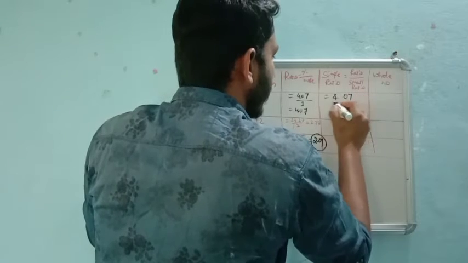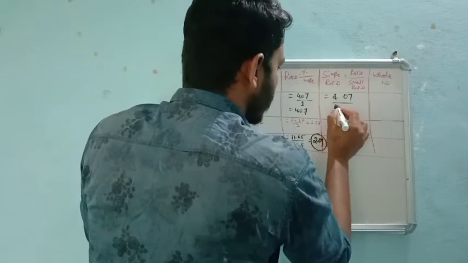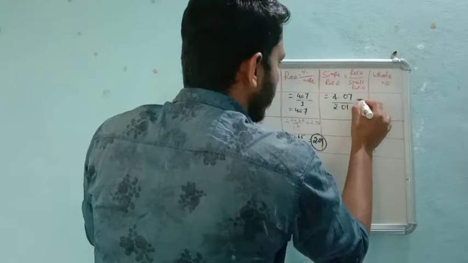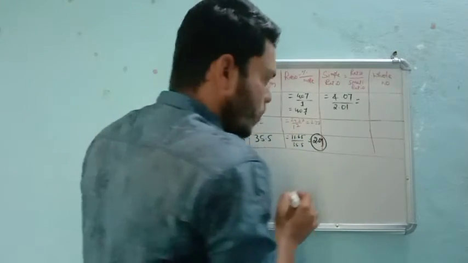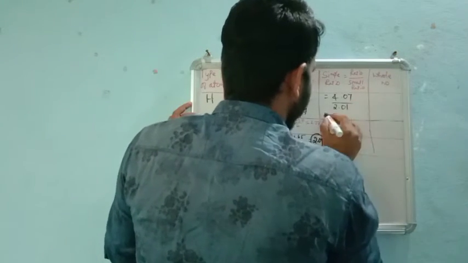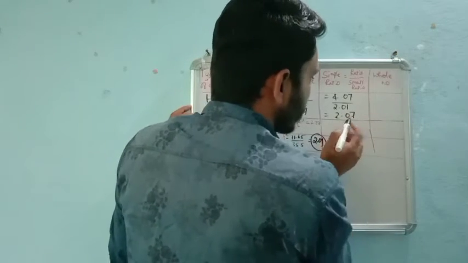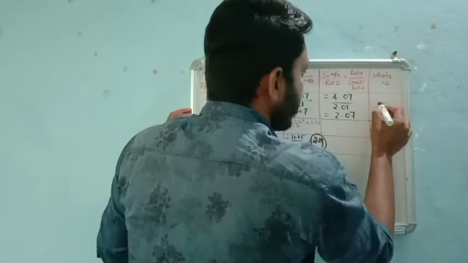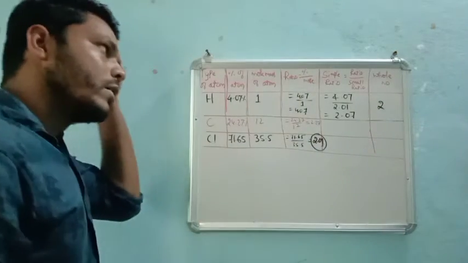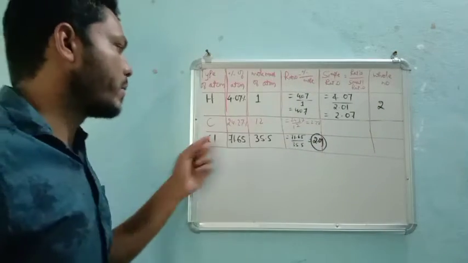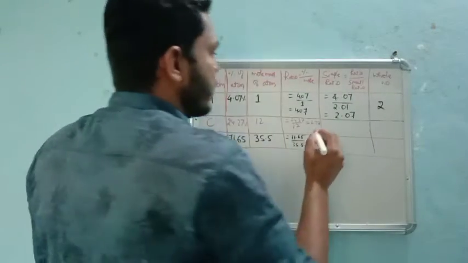4.07 divided by what is our simple ratio, the small ratio? 2.01. Nearly how much will we get? 2.07. Here I can write 2.07. So that means the whole number is 2, right? So now coming to carbon, we already know what the small ratio is, right?